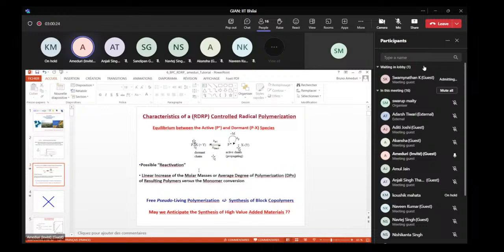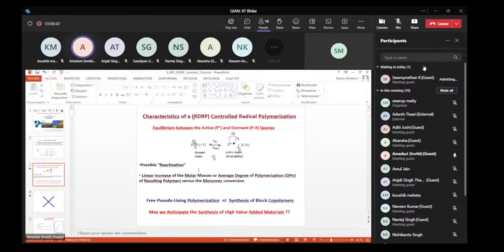So this means that if you make a first polymer with a specific group, this polymer can act as initiator or chain transfer agent in order to promote the synthesis of a block copolymer.